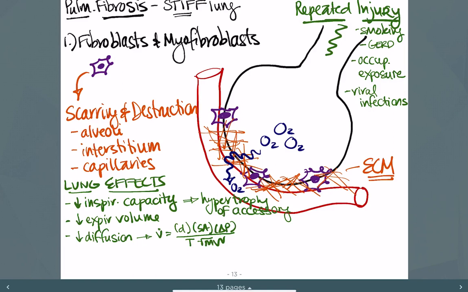So what is this going to look like? They are going to have a difficult time with their PaO2, getting enough oxygen into the blood. Because of the reduced inspiratory capacity and the lack of ability to get oxygen into the blood, these patients typically take on a tachypnic breathing pattern.